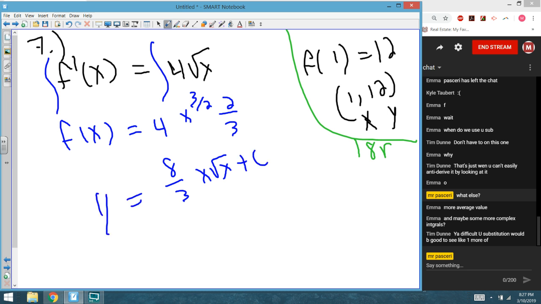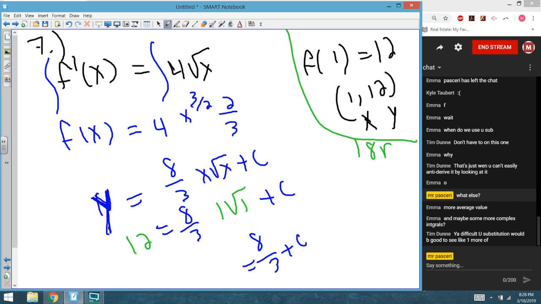I'm just going to call it y now. So y equals all of this. We have an x of 1, so 1 root 1, and we know we have a y of 12. Everything else stays the same: 8/3 times 1 root 1 plus c. So it's really just 8/3 plus c is equal to 12. How are we going to get 12? Well, we need 36 over 3, so we need 8 plus something to get 36.